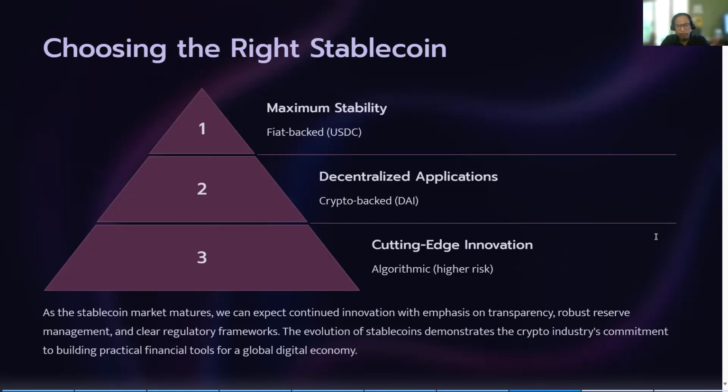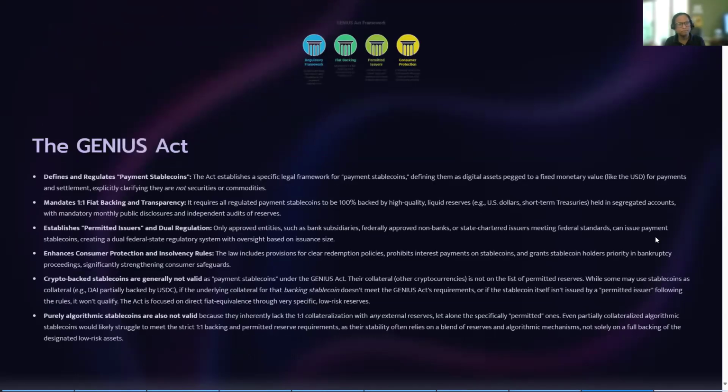And then the second one is the crypto-based stable coins. Again, as per the law, it's not valid in the US. In the same way, algorithmic-based stable coin right now is not valid within the US. Okay, when I created this slide, I did not include the Genius Act.